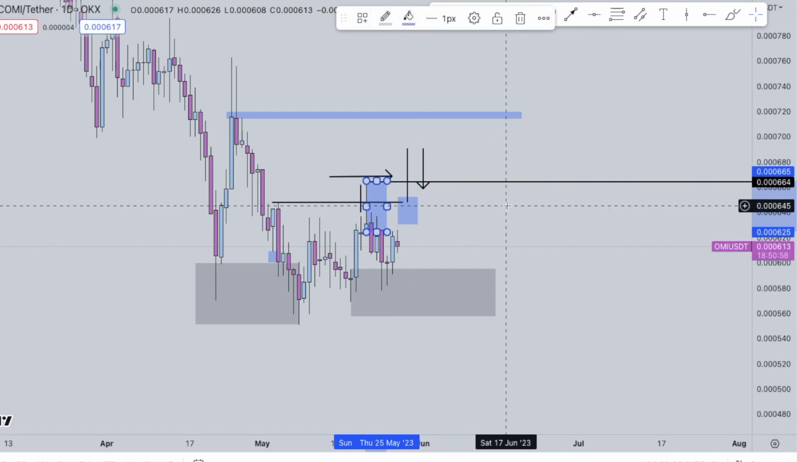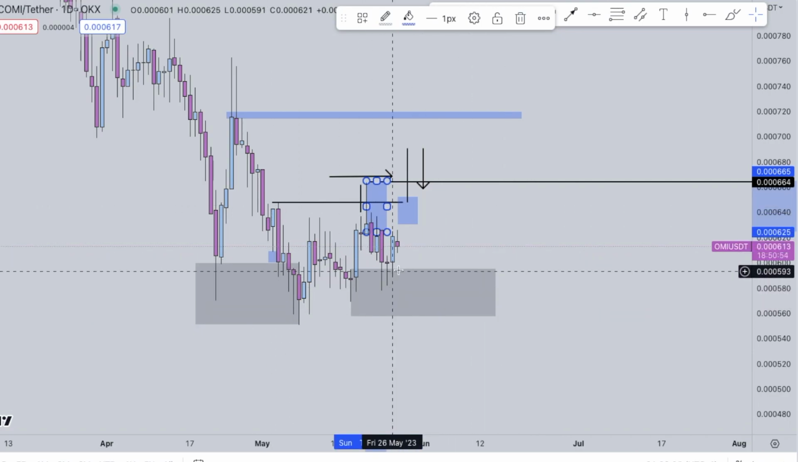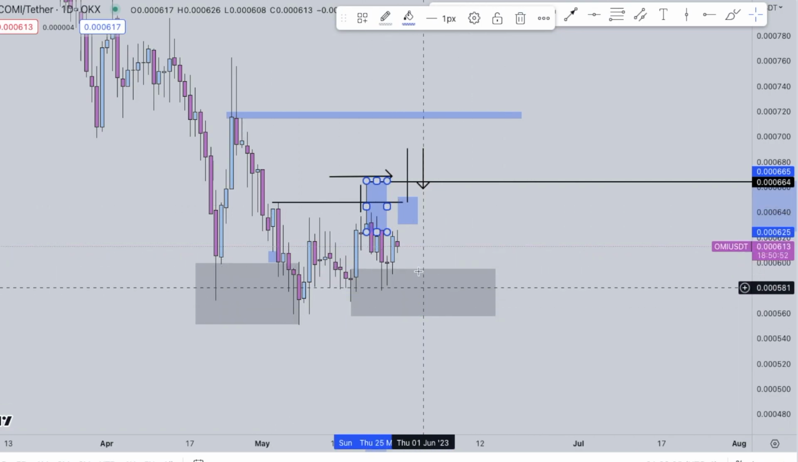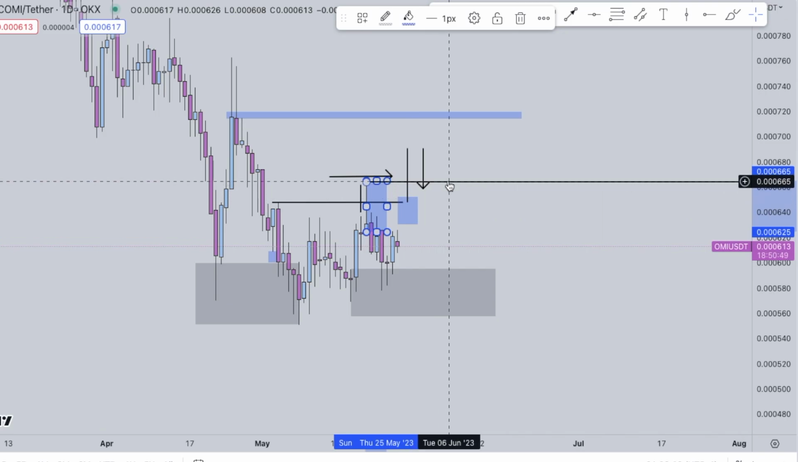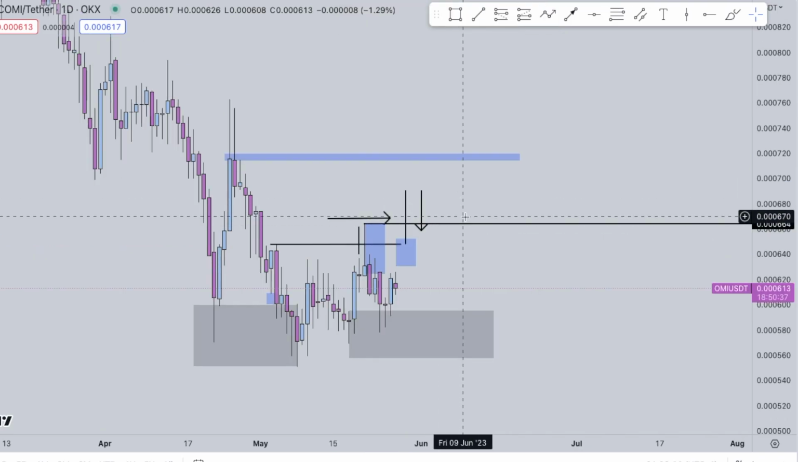So what I'm expecting, guys, right here is we're slowly seeing a sideways movement. We're going to eventually see if this flag breaks towards the downside. If it doesn't, this is my level towards the upside. And if this break does happen, it is a great time to start buying your Omi token, because we're finally going to go up.